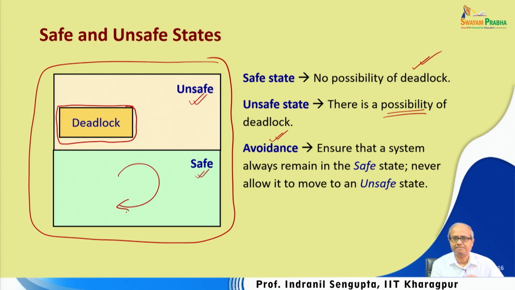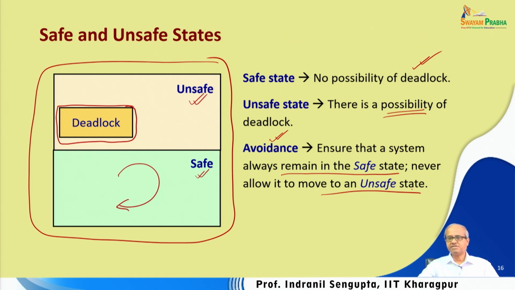That is the idea. So, avoidance means ensure that the system always remains in the safe state, never allow it to move to an unsafe state. This is the central idea behind this Banker's algorithm.